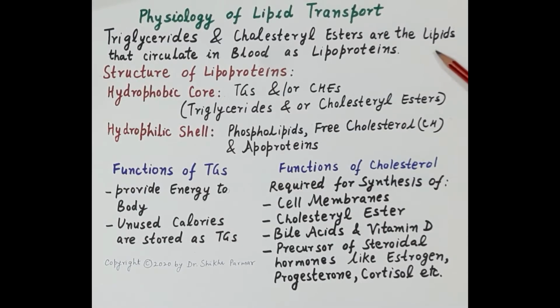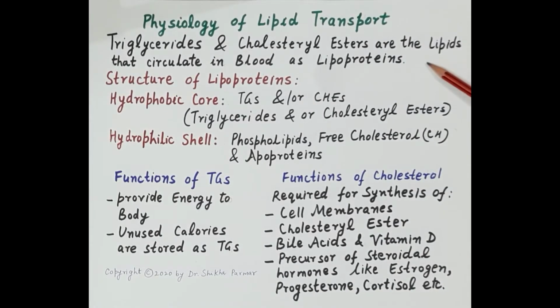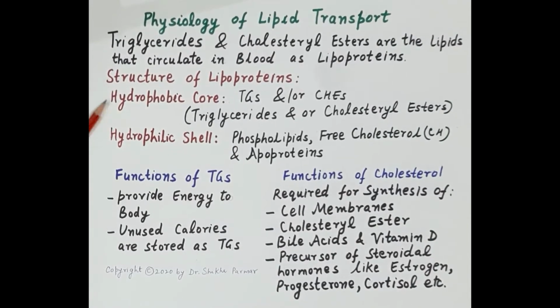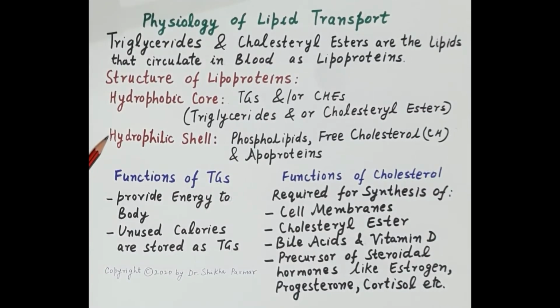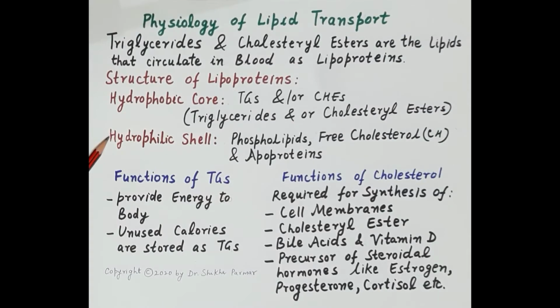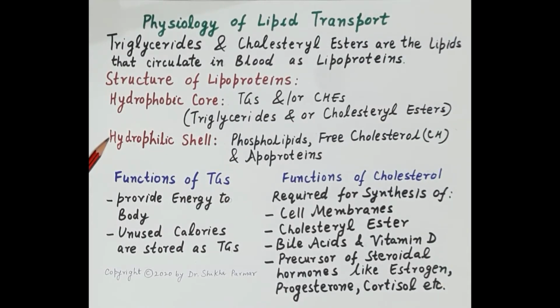Triglycerides and cholesterol esters are the lipids that circulate in blood. Both are insoluble in water, and thus these lipids are circulated in blood in the form of lipoproteins. The lipoprotein globule is made up of a central hydrophobic core consisting of triglycerides and/or cholesterol ester, and an outer hydrophilic shell made up of phospholipids, free cholesterol and apoproteins.